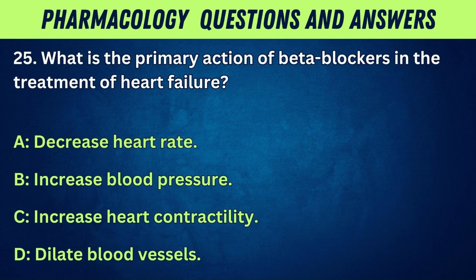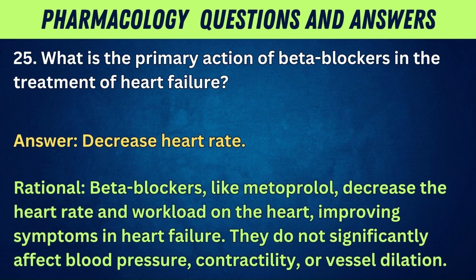25. What is the primary action of beta blockers in the treatment of heart failure? A. Decrease heart rate. B. Increase blood pressure. C. Increase heart contractility. D. Dilate blood vessels. Answer: Decrease heart rate. Rationale: Beta blockers like metoprolol decrease the heart rate and workload on the heart, improving symptoms in heart failure. They do not significantly affect blood pressure, contractility, or vessel dilation.